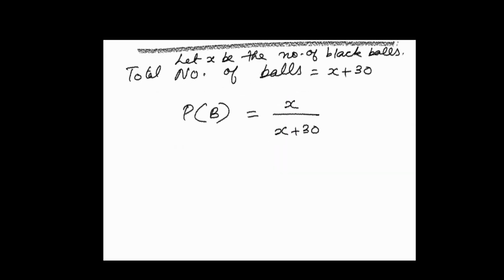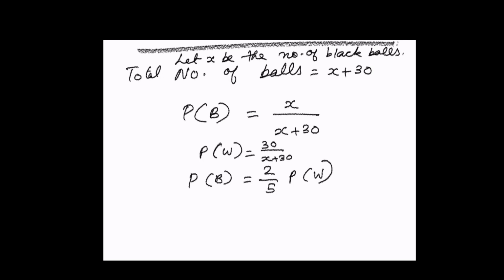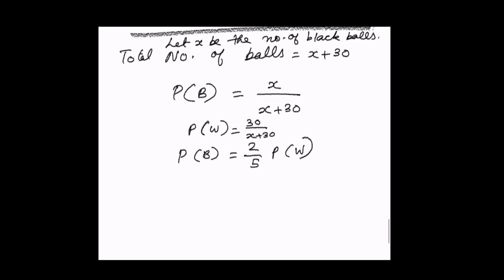Now you are equating this with 2 by 5 of the probability of white ball. What is the probability of white ball? 30 divided by x plus 30. So you can equate it and form an equation. Probability of black ball, x by x plus 30, is equal to 2 by 5 times probability of white ball, which is 30 by x plus 30.